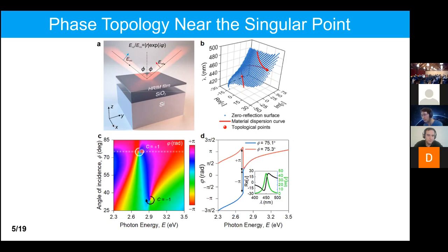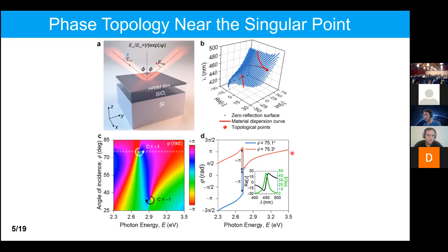You can see here we plotted the calculated phase variation. For example, here the topological charge will be +1, and here it will be -1. And at these points, you will have the desired +pi or -pi phase variation.